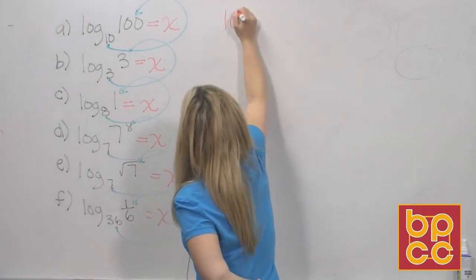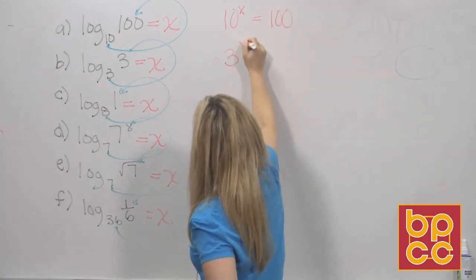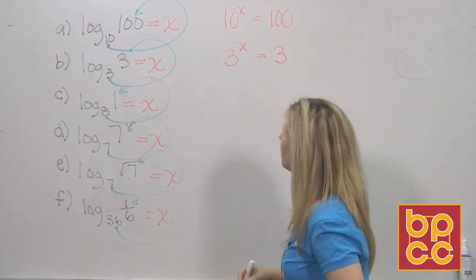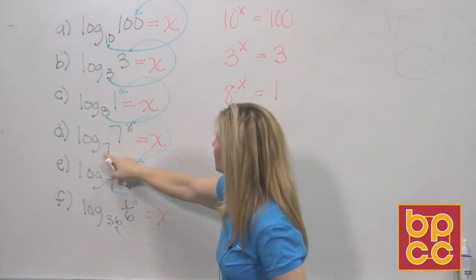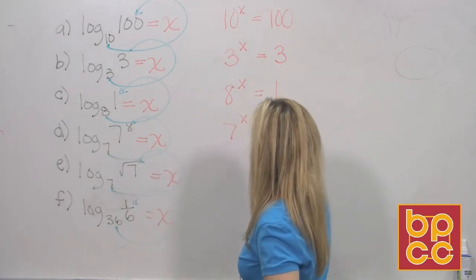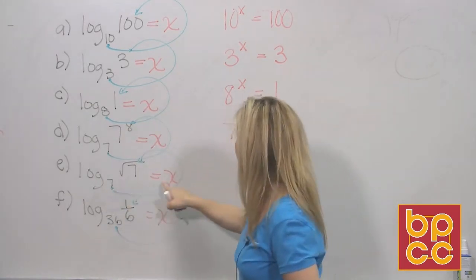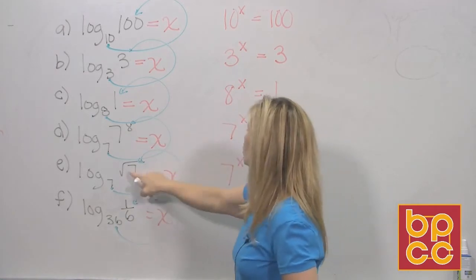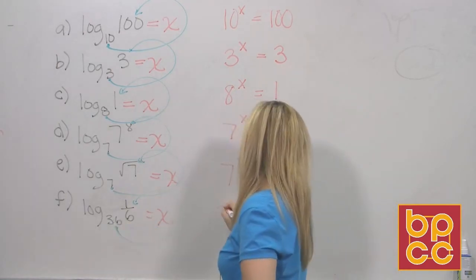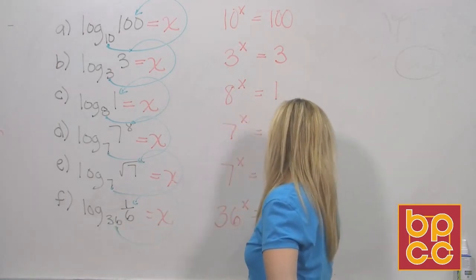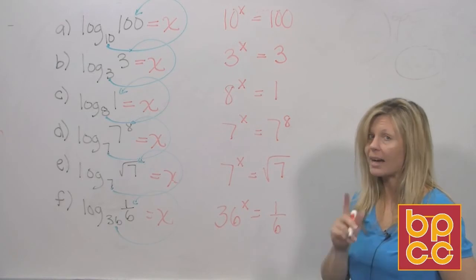So my first one would be 10 to the x equals 100. My second one's going to be 3 to the x equals 3. My third one's going to be 8 to the x equals 1. My fourth one, 7 to the x equals what it's pointing at, 7 to the 8th. My fifth one, 7 to the x equals square root 7. And my last one, 36 to the x equals 1/6.